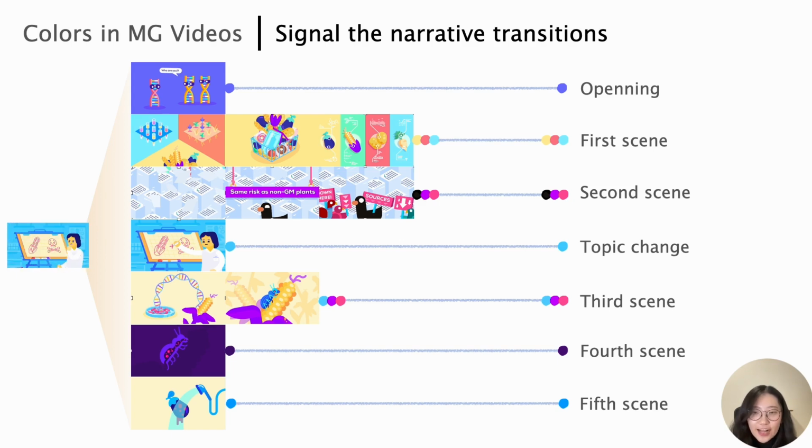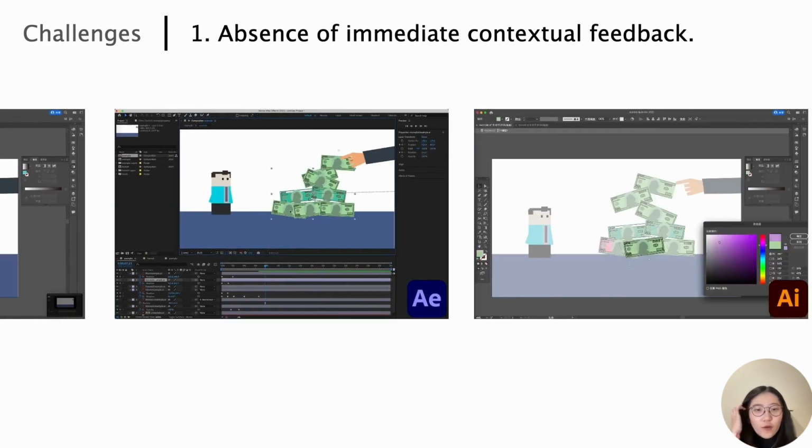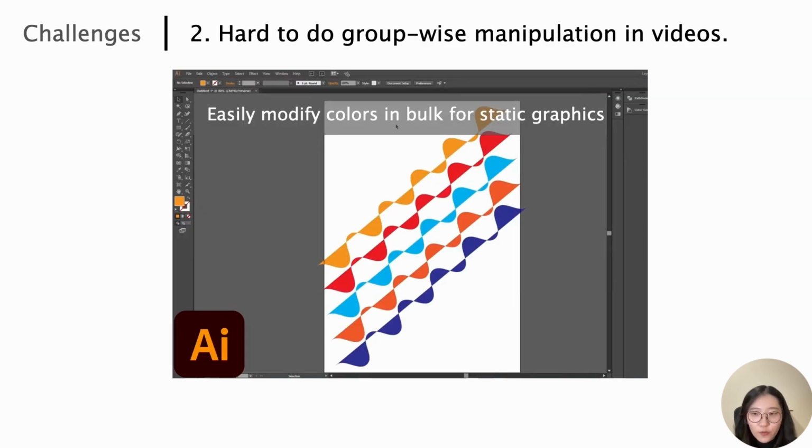We found 3 key challenges in our formative study with 6 experts. First, there is no immediate contextual feedback. Let's say you want to change the colors of a character in a video. What you have to do is go back to Illustrator to set the color for one static frame, then go to After Effects, play the video, and re-evaluate the potential impact of the color changes on the final video. This switching is time-consuming but necessary to avoid a color change disrupting the visual continuity and the narrative flow.